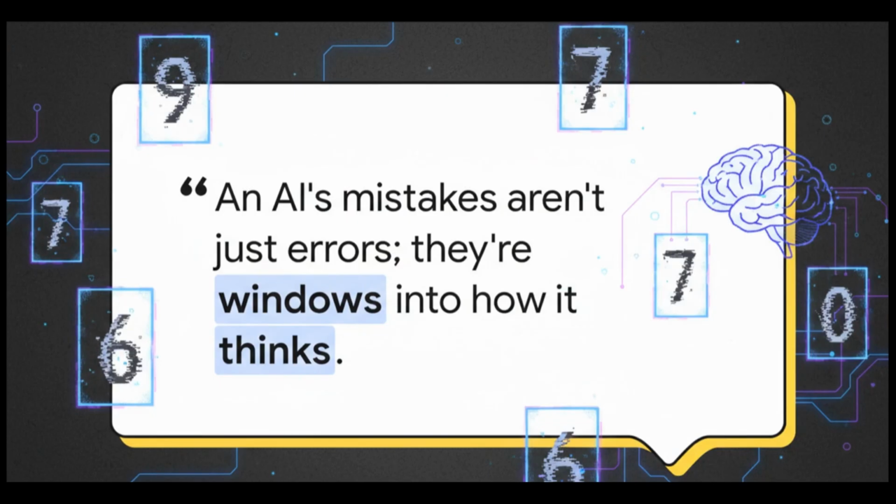Because when you actually look at the images our final AI got wrong, a 9 that kind of looks like a 4, or a 7 that looks a lot like a 1, you realize its mistakes are often very human. They aren't just random failures, they are little windows into its logic. So the next time you see an AI fail, don't just see an error.